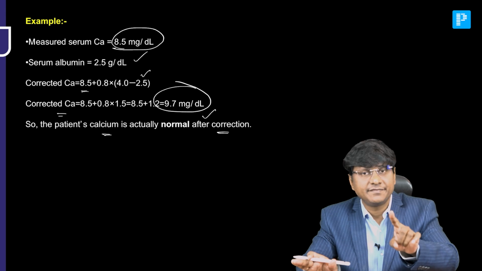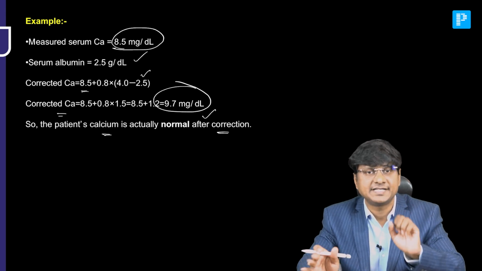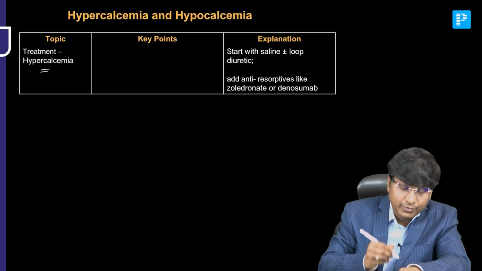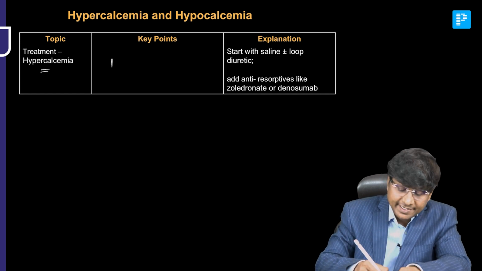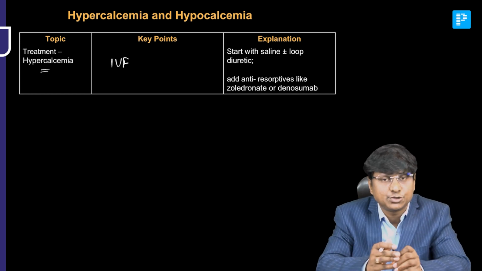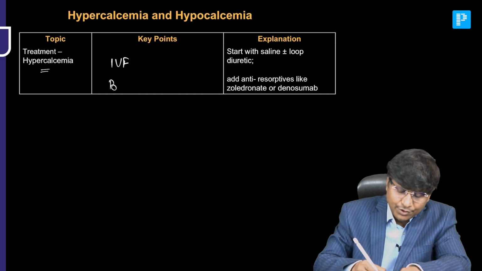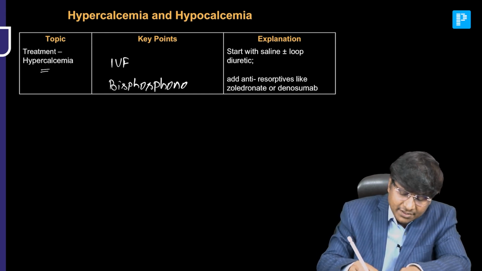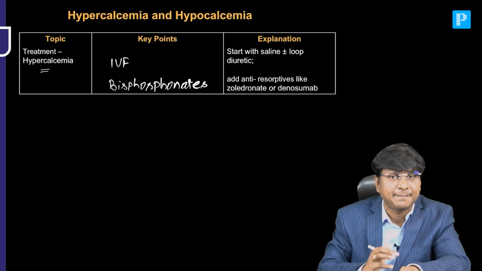The calcium which is not corrected is not a true calcium if there is hypoalbuminemia in the individual. Then how do you treat these patients with hypercalcemia? The first line treatment is IV fluids, which will cause a dilution effect on the calcium. Then you need to give bisphosphonates. Bisphosphonates are given mainly if the hypercalcemia is due to hyperparathyroidism.